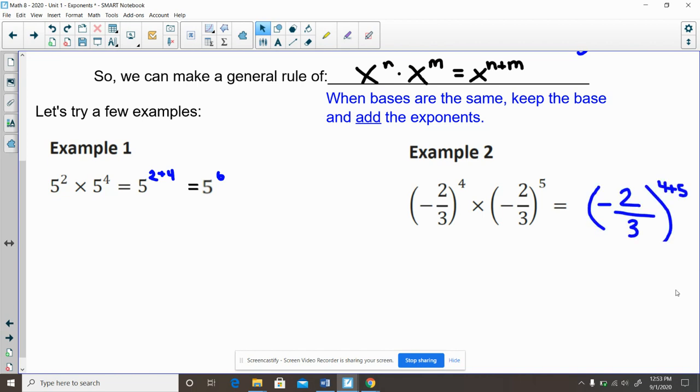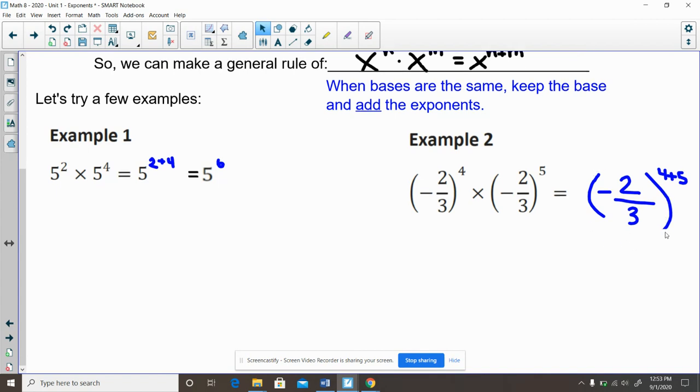Okay, so we have -2/3 raised to the 4 plus 5 power. Base is the same. Keep the base, add the exponents. Okay, make sure you have your parentheses. If you don't, then this would be marked incorrect because fractional bases need to have parentheses. And then that leaves us with -2/3 raised to the 9th power.